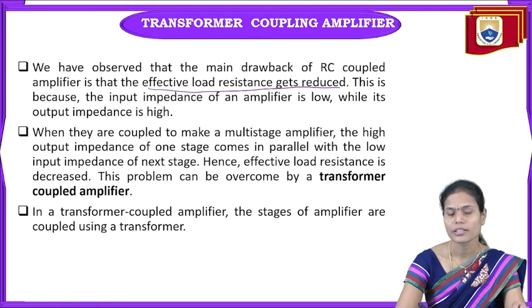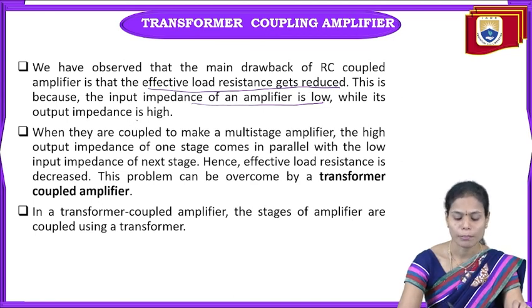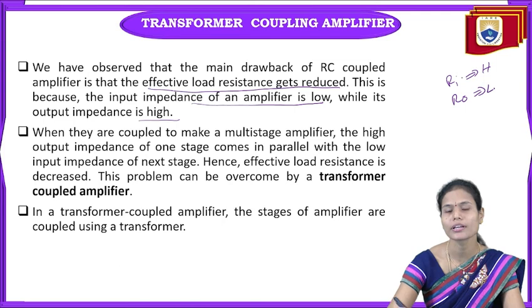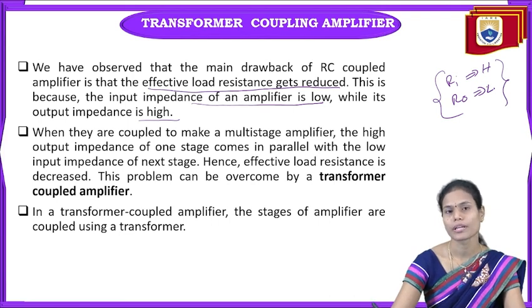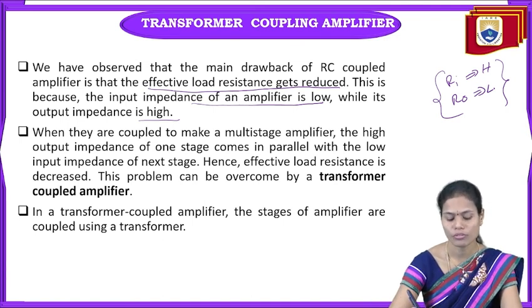Because of that, the overall input impedance of the amplifier becomes low and the output impedance becomes high. In order to operate the amplifier in the proper way, input impedance should be high and output impedance should be low. But here, because of the effective load resistor in the RC coupling, it comes in the reverse way. Input impedance is reducing and output impedance is increasing. So in order to overcome that particular problem, we are moving to the transformer coupling.